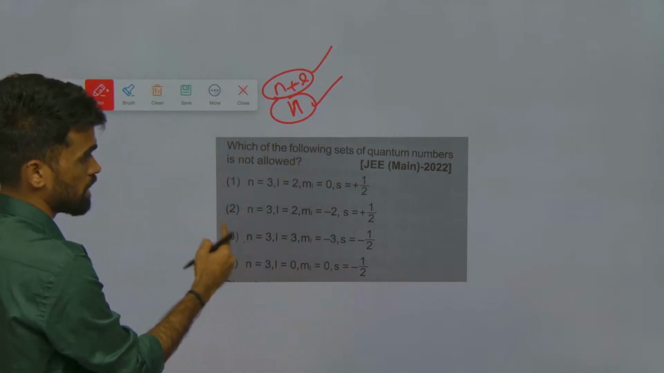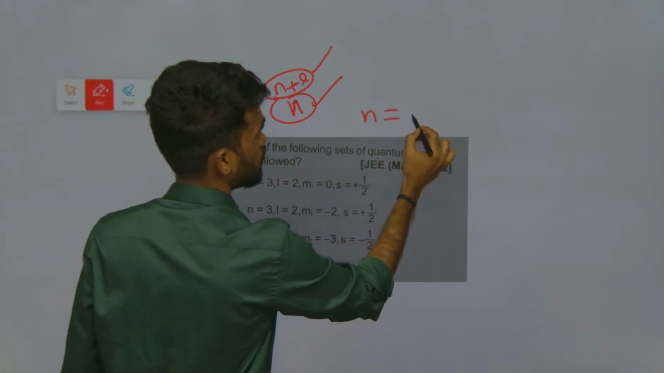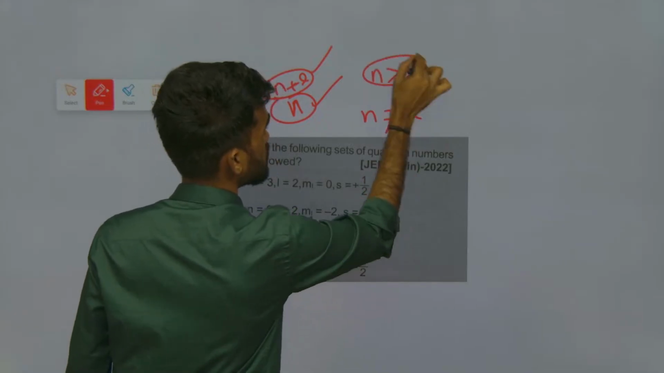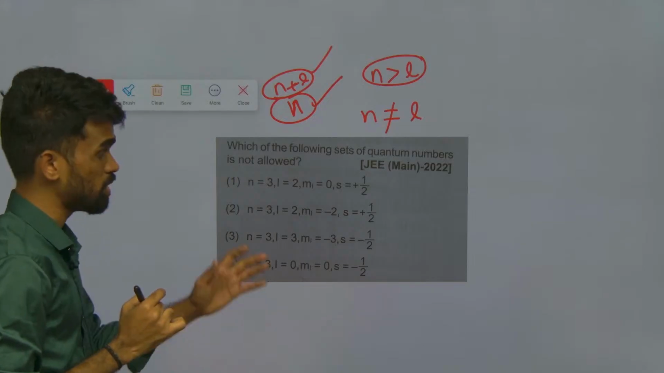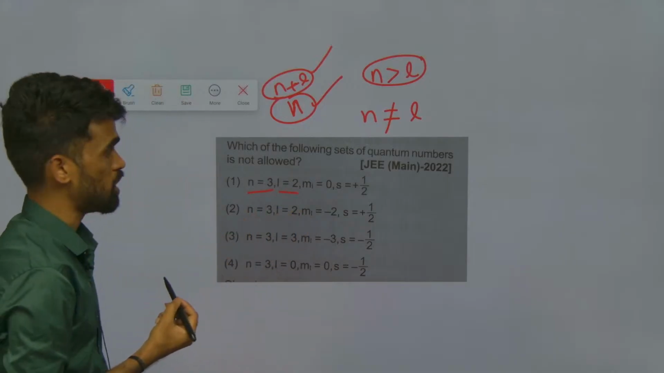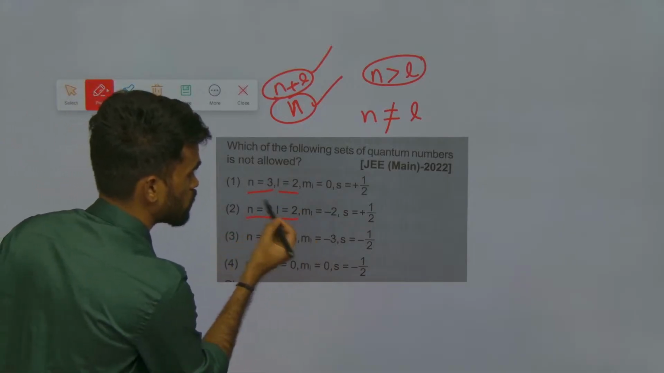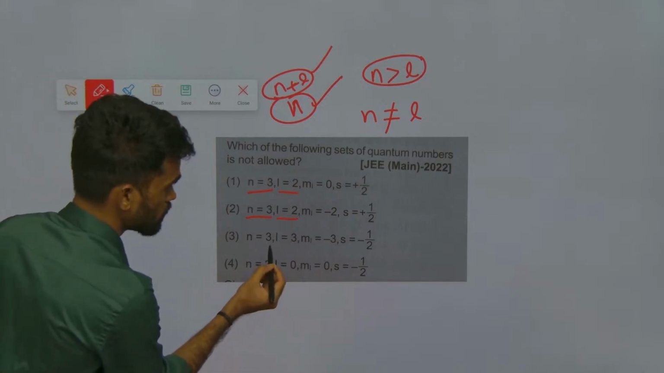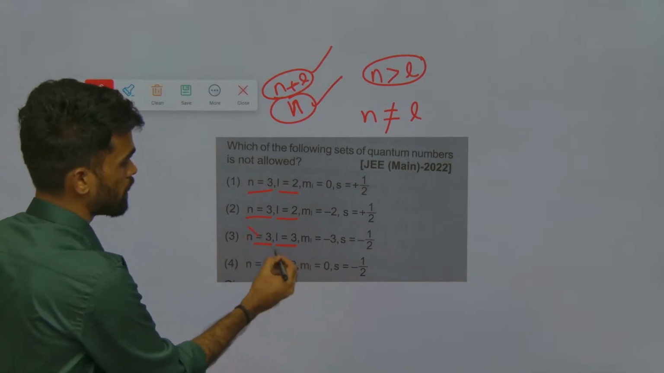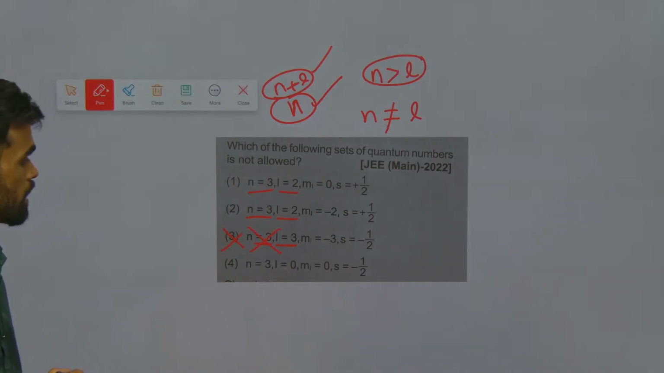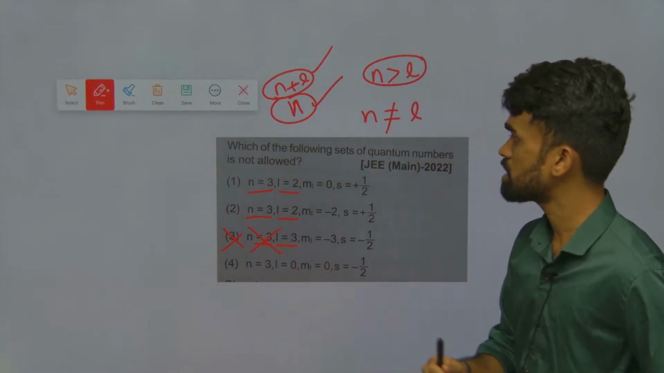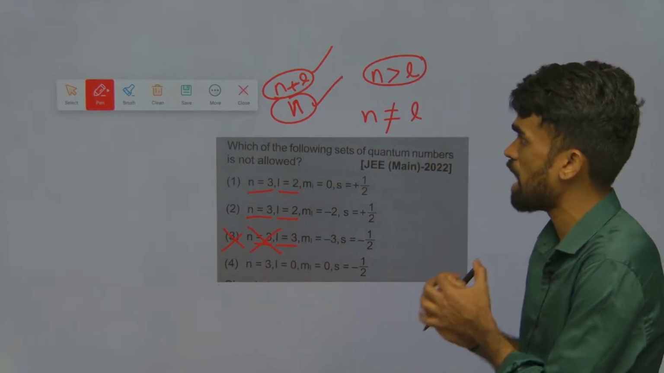And the next model question: n value should not be equal to l. Always n should be greater than l. This is another important model question that we see most generally. Look here. n equals 3, l can be 2. It is possible. Here also n equals 3, l can be 2. This is also possible. But here n equals 3 and l equals 3. Is it possible? n and l should not be equal. So option 3 is not allowed. You should choose option number 3 as your answer.